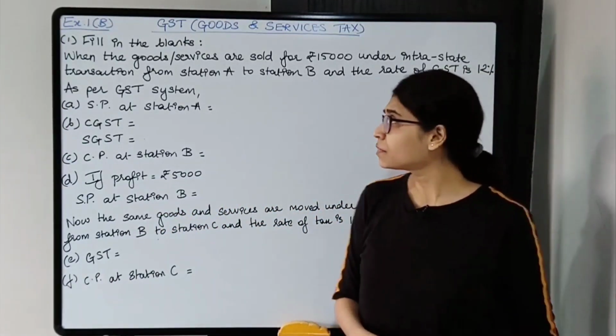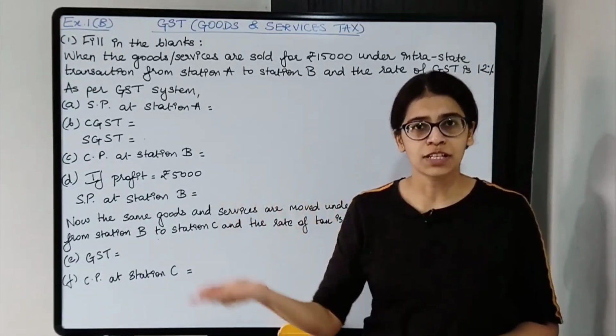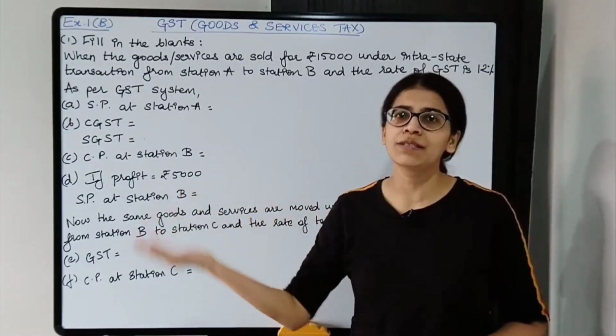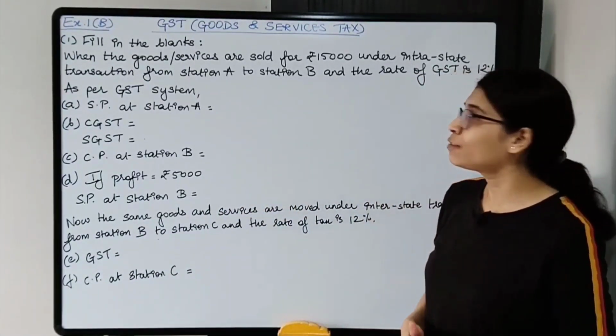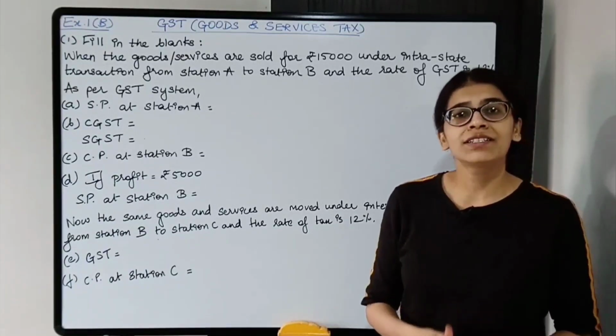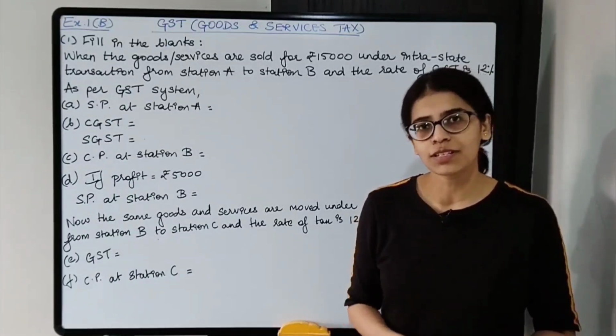Okay. Now first part में क्या दिया है? The goods and services are sold from station A to station B. Station A is selling, station B is buying. Okay. And for how much it is selling? It is selling for 15,000 rupees. And what is the GST rate? It is 12%. Okay. So this is the information given to us.